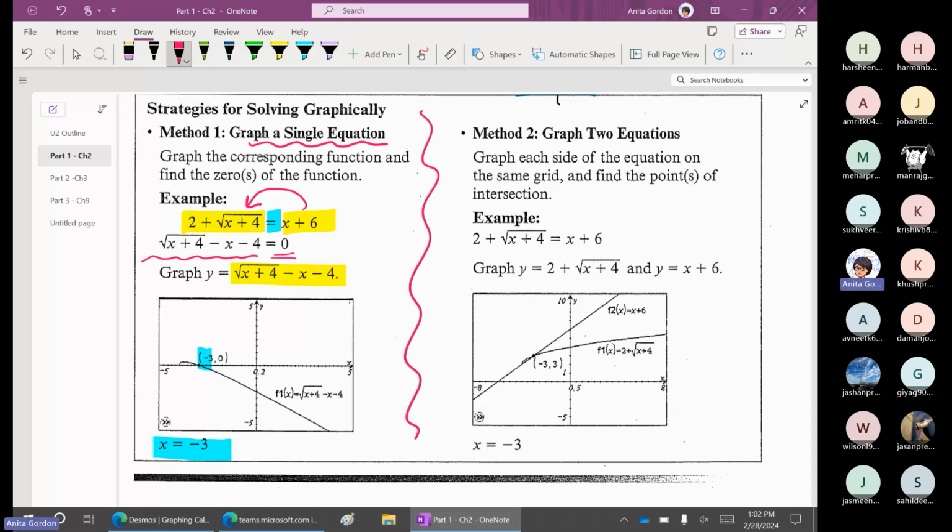In method 2, it is graphing two equations. Rather than shifting things around, let's leave the equal sign in the middle. Let's use the left side as y1, and let's use the right side as y2. Now here, because I have two equations equaling each other, what I'm looking for is an intersection point. Where is the crossover? Or where is the intersection?